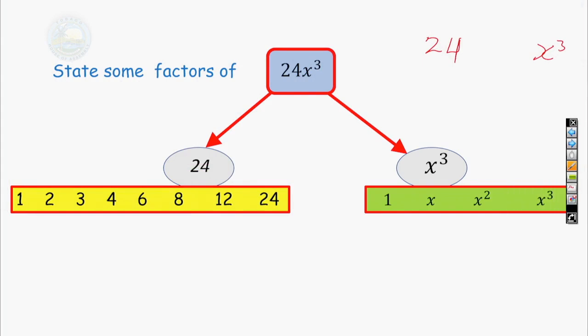So if we now want the factors of 24x cubed, because we have combined 24 with x cubed, we are going to combine one factor from 24 with one factor from x cubed. So here, I could say one factor is going to be, take a number from here, a number from here, what, 4? Right? 4 and what? Take one from here too. 4x is going to be a factor of 24x cubed.